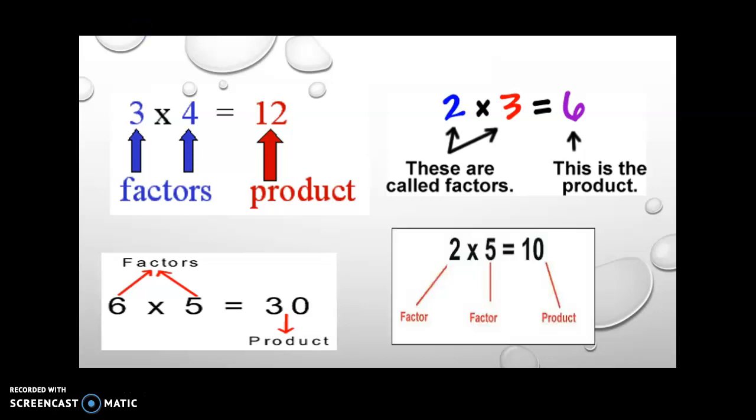Another example we have is 2 times 5 equals 10. In this example, what number is the product, Linda? Yes, 2 times 5 equals 10, and that is correct, Linda. 10 is the product, and 2 and 5 are the factors. Great job, everyone.